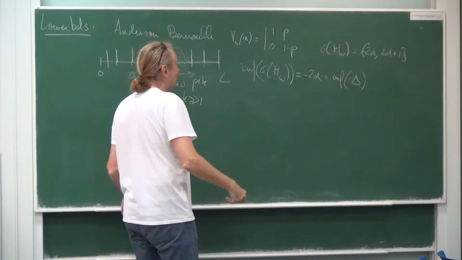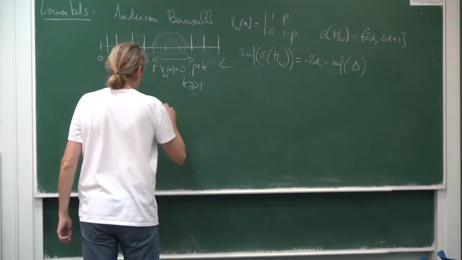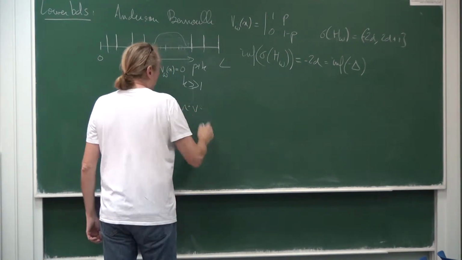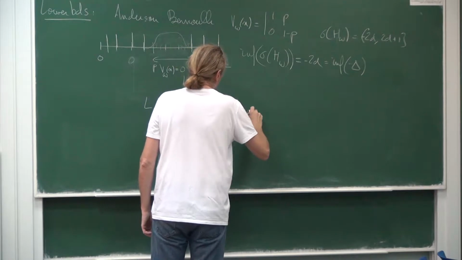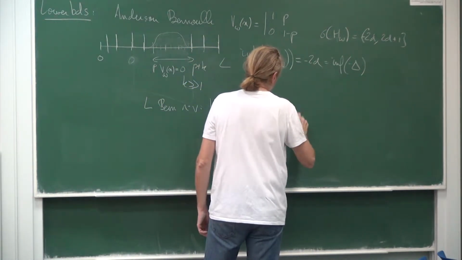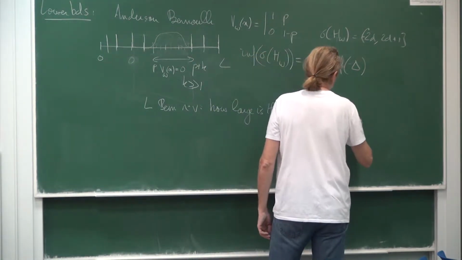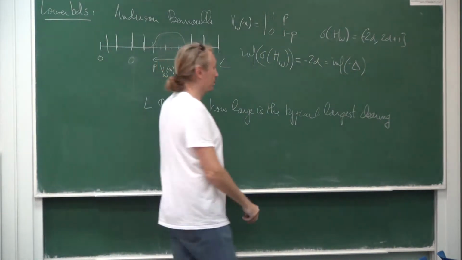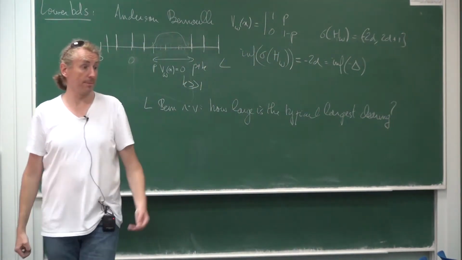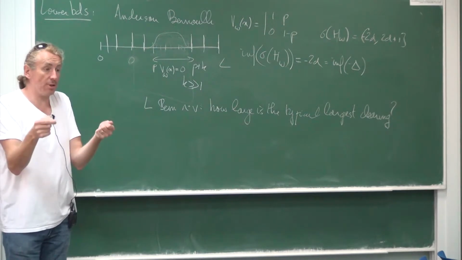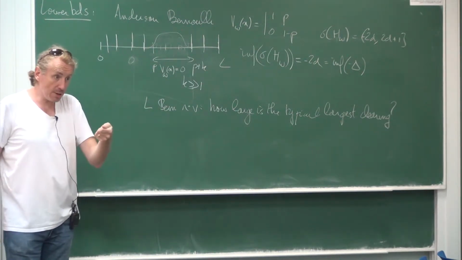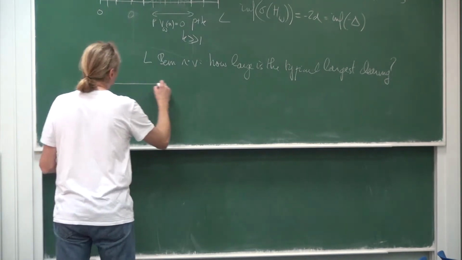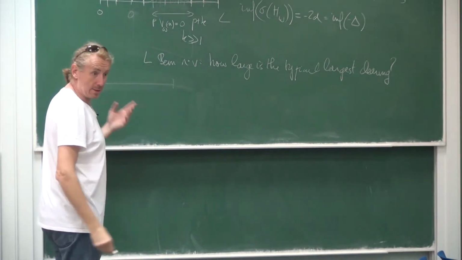Okay? So if I take L Bernoulli random variables, how large is the typical largest clearing? Meaning the typical sequence of consecutive integers such that omega at each of these integers takes value 0. Okay? So let's take L. Let's try to estimate this. How are we going to do that?